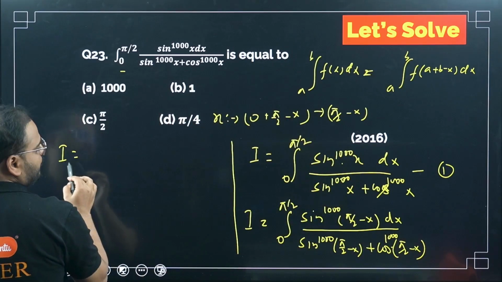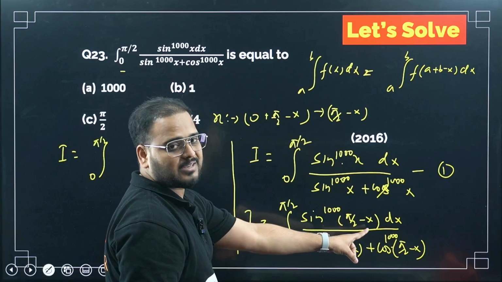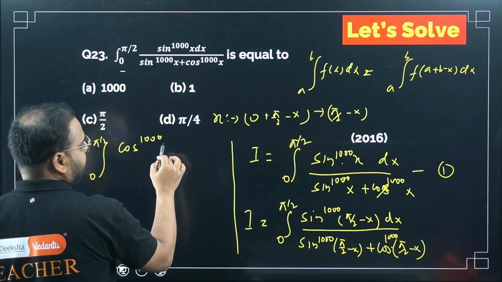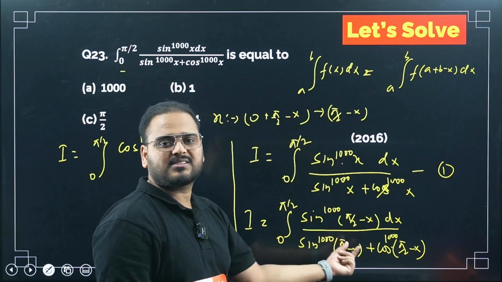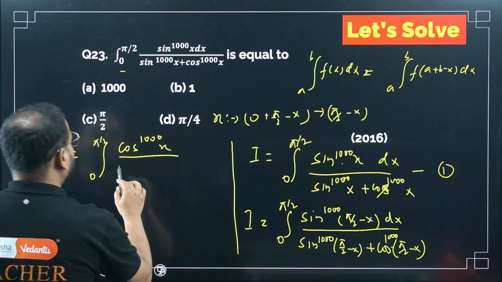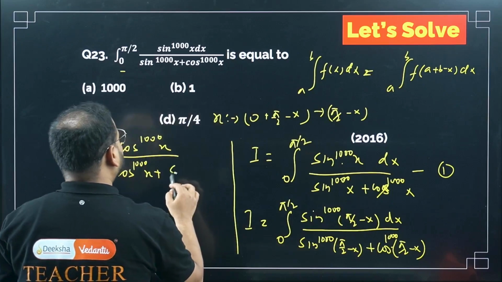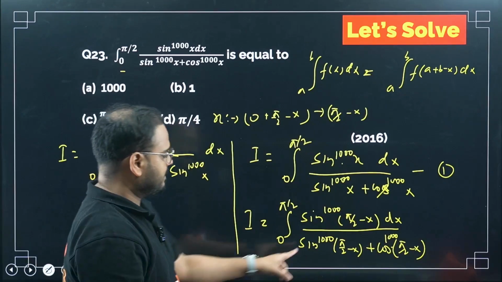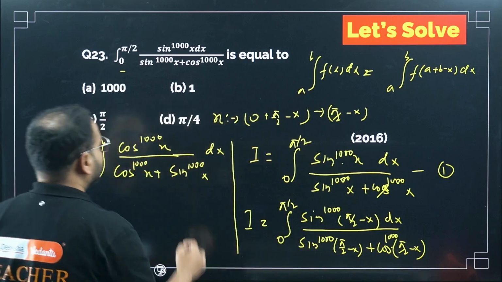Have a look. My I will transform into 0 to pi by 2. Sine of pi by 2 minus x will simply be cos, and the power remains the same, so cos power 1000 x divided by, please check, again cos power 1000 x plus sine power 1000 x dx. This is my equation 2.